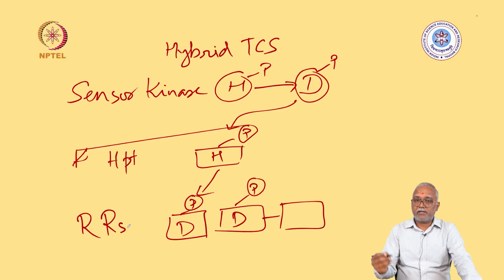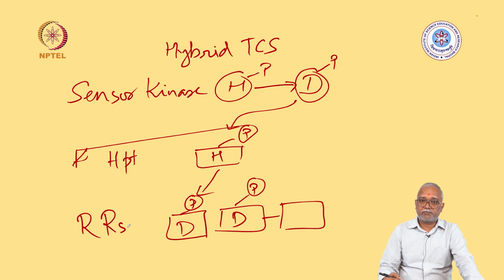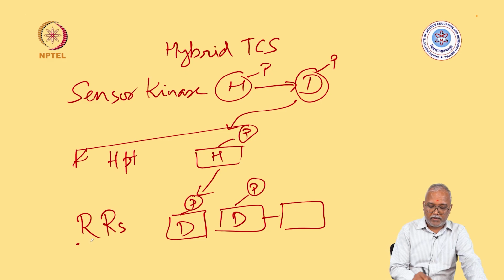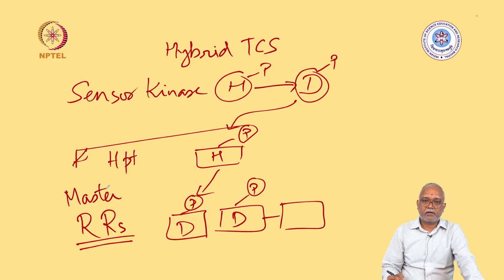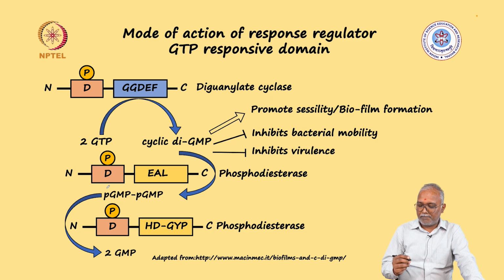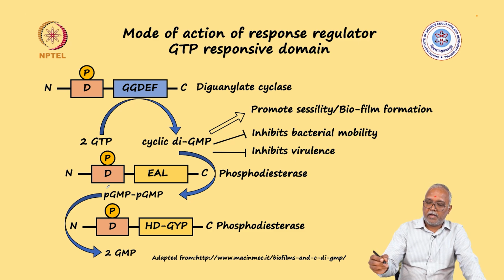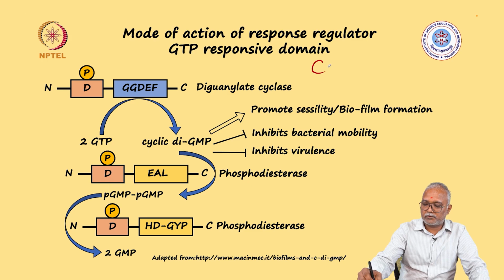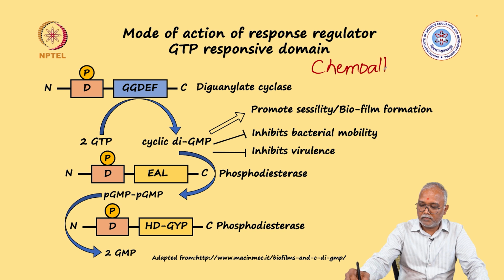So, what you would notice is that there could be multiple molecules in this pathway, and we will see some examples where multiple different types of response regulators could be there. Eventually, the response will be mediated by a response regulator which will be called the master response regulator. So, let us see what all happens in such a scenario. Let us take an example of signaling where you have some sort of chemoattraction event going on.